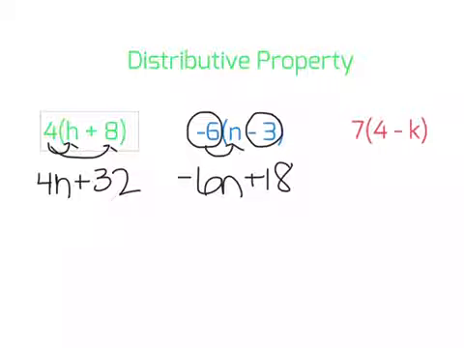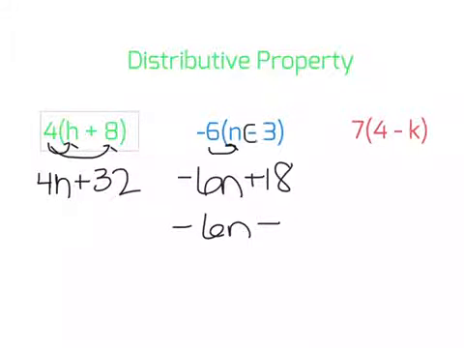Now I'm going to back up and show you another way that you could do that, but it ends up being the same thing. So if you think of that as subtraction, I'm going to go back and do my negative 6 times n, which is negative 6n. But if you want to think of that as keeping the subtraction sign, that's fine. You can write the subtraction sign. But then you're looking at a negative 6 times 3, which is a negative 18.